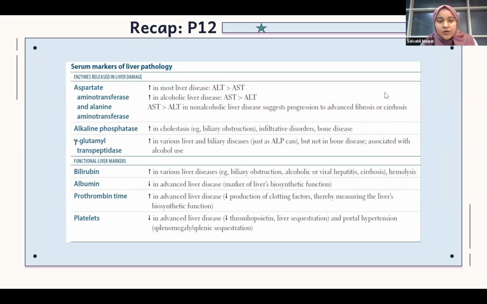Okay, so ALT, AST, they're always high in liver disease. AST more than ALT if it is an alcoholic liver disease. Then you have ALP, which is high in gallstones or biliary obstruction. Then you have functional liver markers, which means that if the liver is affected, these things cannot be produced, or these things are produced more than normal, right? So increased bilirubin shows a dysfunction of the liver. Albumin is decreased. Prothrombin time is increased because coagulation factors are not released properly, and platelets are decreased.